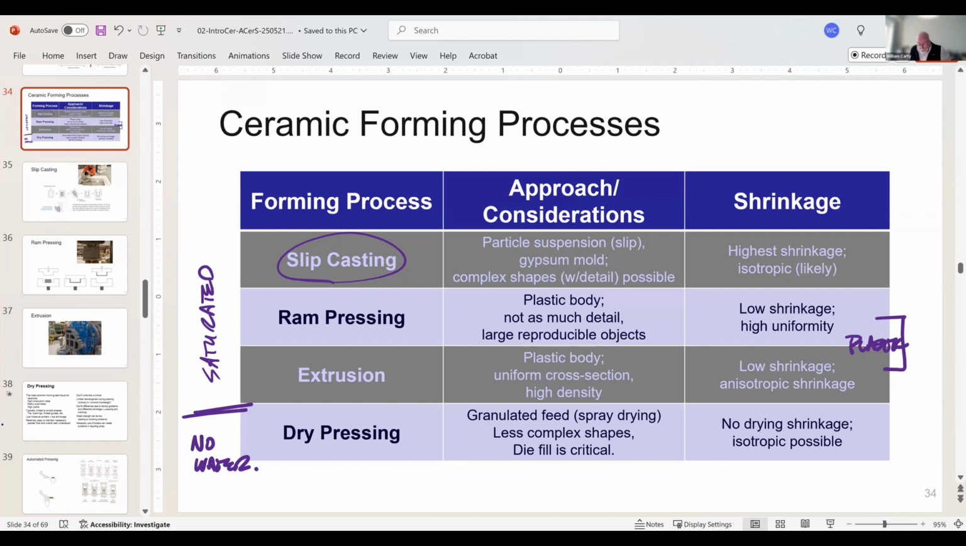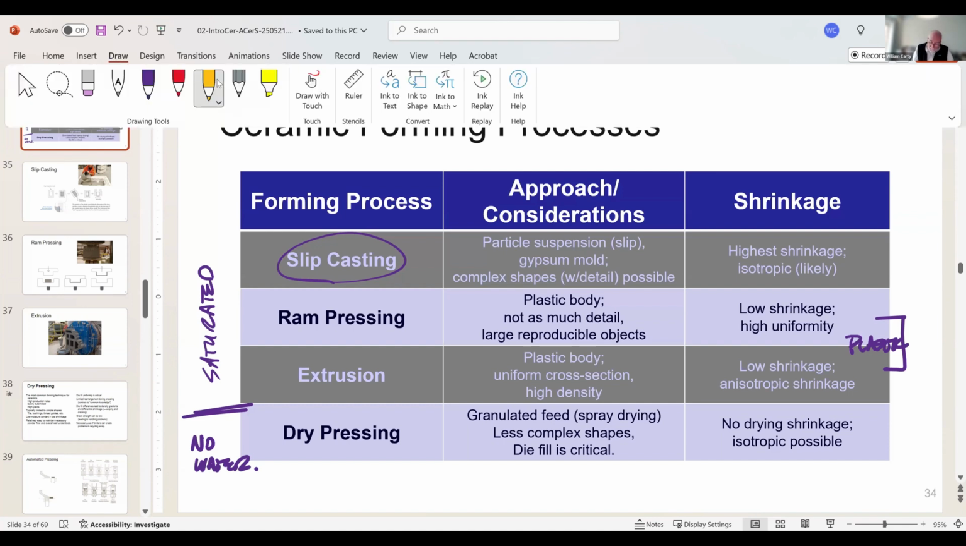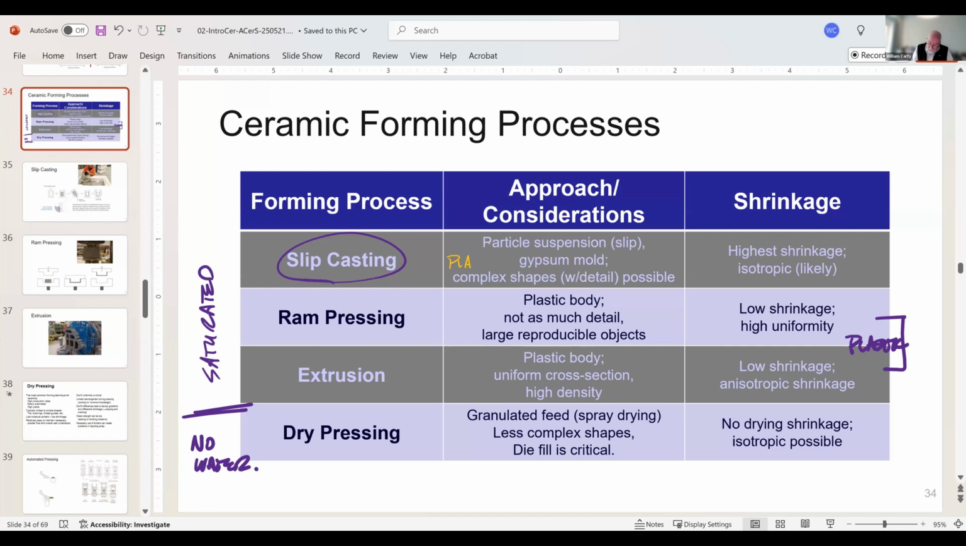They usually use a gypsum mold, and a gypsum mold is sometimes referred to as plaster. Plaster of Paris reacts with water to form gypsum. And so we have a gypsum mold, and you're able to do complex shapes with a lot of detail potentially, but it is very labor intensive, because you need a skilled laborer to manage the process. They have to be skilled in how they handle the piece when it comes out of the mold.